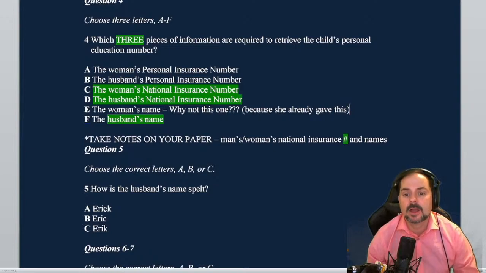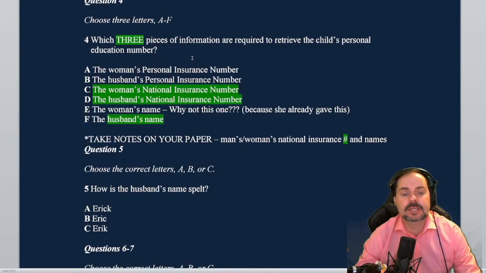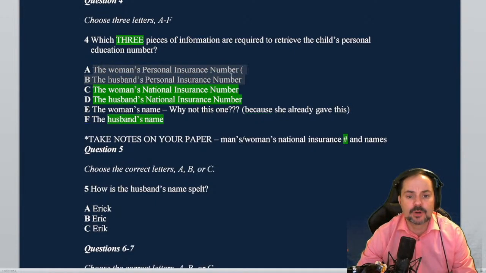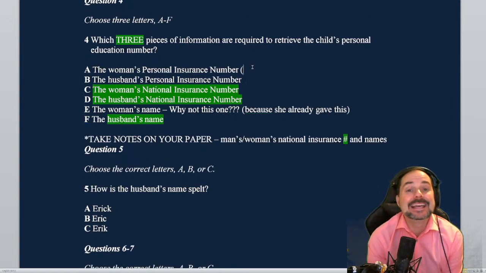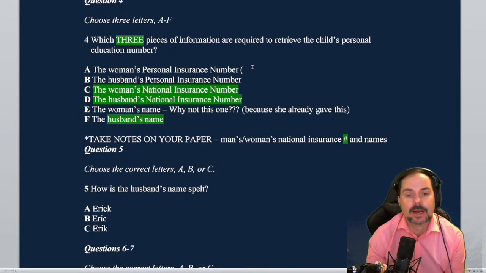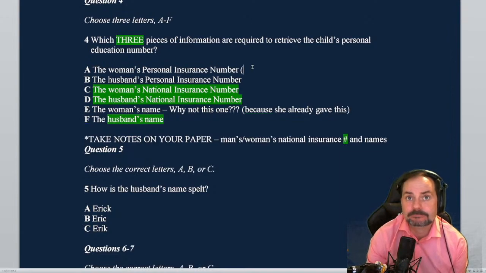Nicely done. Okay, why not A and B? Yeah, Gilbert, if you get one of the 3 wrong, you'll lose the whole mark. Absolutely. Okay. Why not this one? So why not the woman's personal insurance number? Why not the husband's personal insurance number? Here, of course, you have to think about what is the personal insurance number. So what is a personal insurance number? Why would a school not need your personal insurance number?